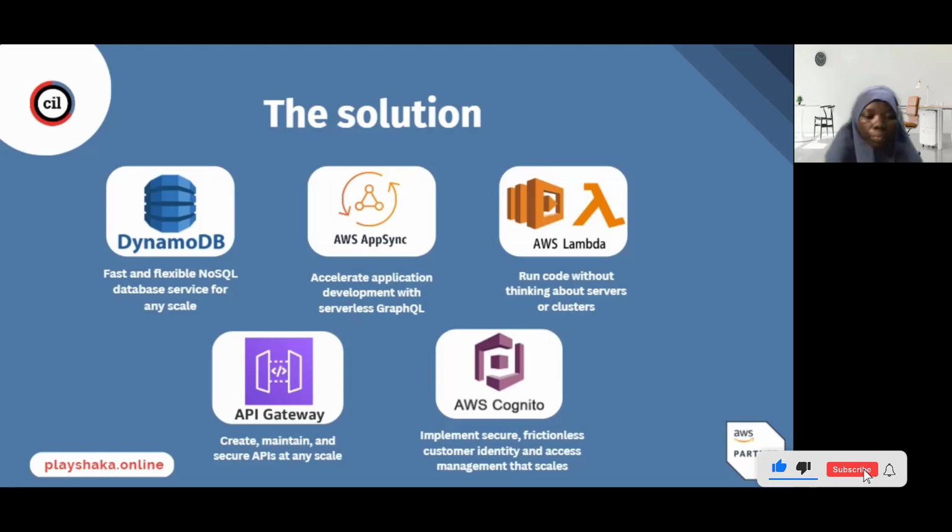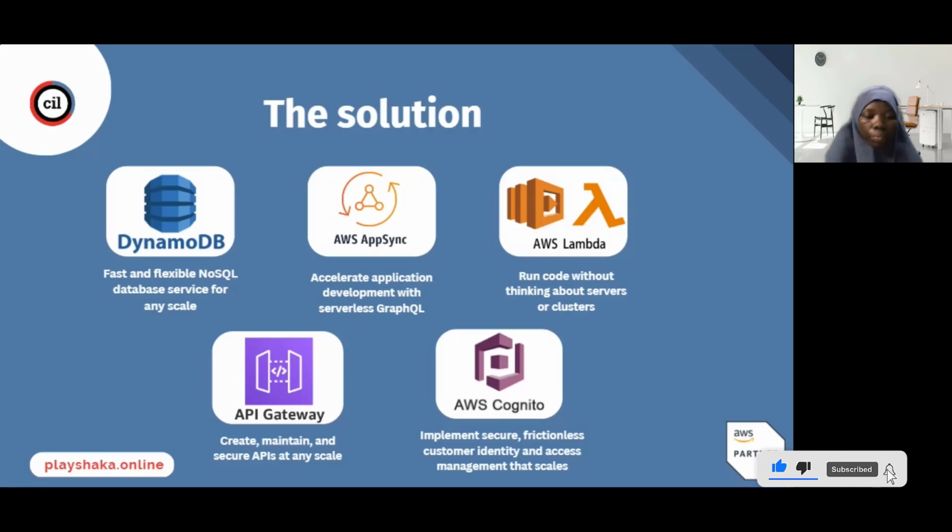Like I said, with API Gateway, we can create, maintain, and manage APIs at any scale. And this makes it easy for developers to monitor the API, and this API is also secure.